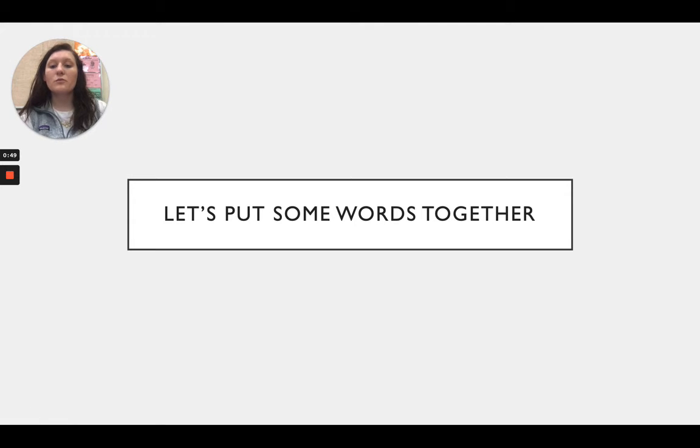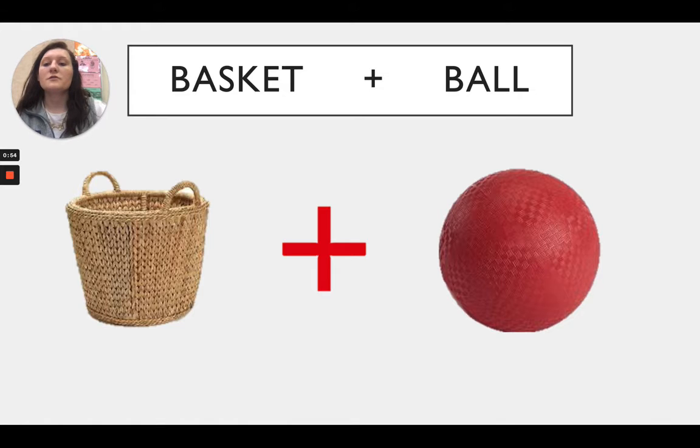All right, so let's work on putting some words together. First up, we have the word basket, and we have a picture here of a basket. And then we have the word ball. Now, ball can mean a lot of different things. Here I just use a dodgeball. But sometimes if we think of a ball, we can think of a basketball or a volleyball or a soccer ball or a golf ball. There's many different things that we can think of with ball. But for right now, we're just going to focus on the word basket and the word ball.